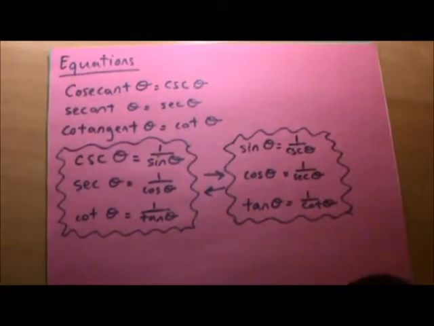There are 6 main equations in this section. So the reciprocal trig ratios are 1 over the original. So cosecant ratio will equal 1 over sine. Secant will equal 1 over cos. And cotangent will equal 1 over tan. This is reversible. Sine is equal to 1 over cosecant. Cos is equal to 1 over secant. And tan is equal to 1 over cotangent.